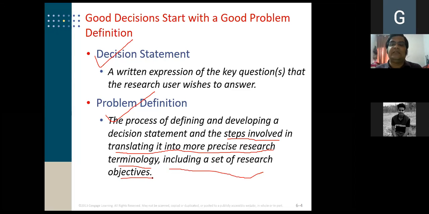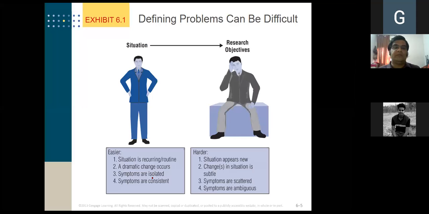We'll do some practical examples. So this is just a situation, as I have given you.